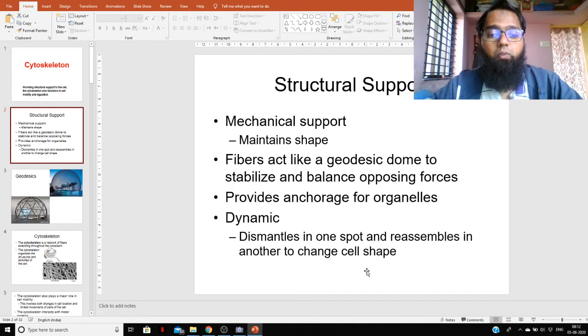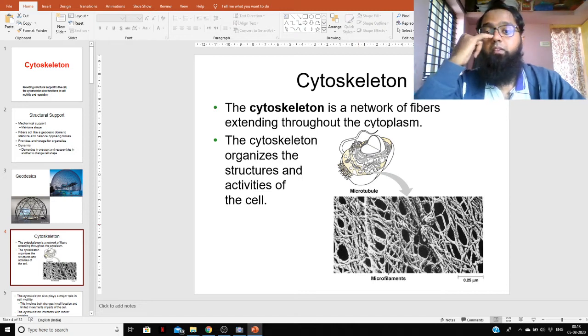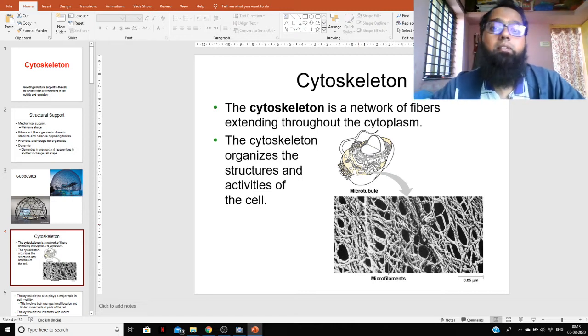Okay, so this is what is happening. You can see it in the next slide there. Here is a very good photograph, an electron micrograph. The cytoskeleton is a network of fibers extending throughout the cytoplasm. The cytoskeleton organizes the structure and activities of the cell.